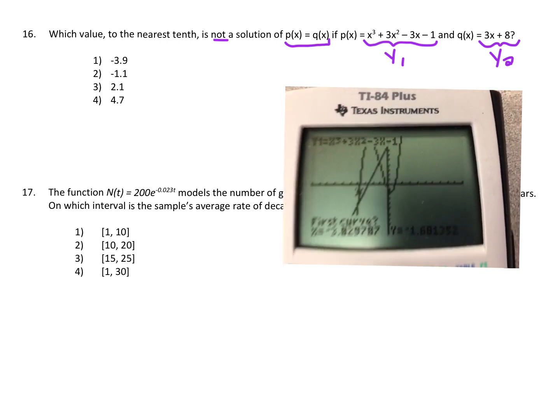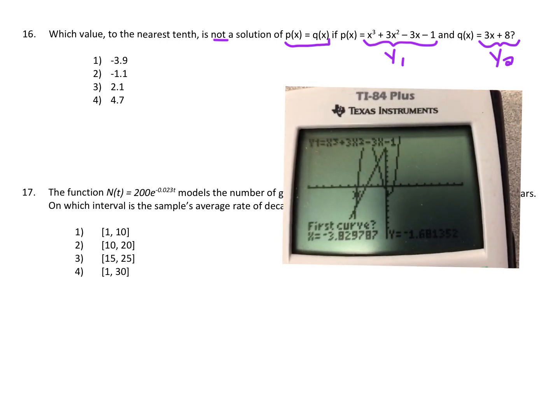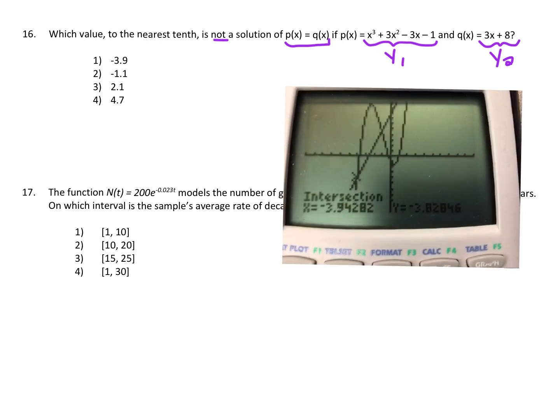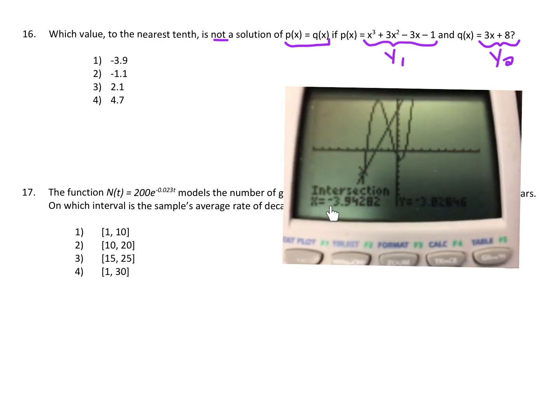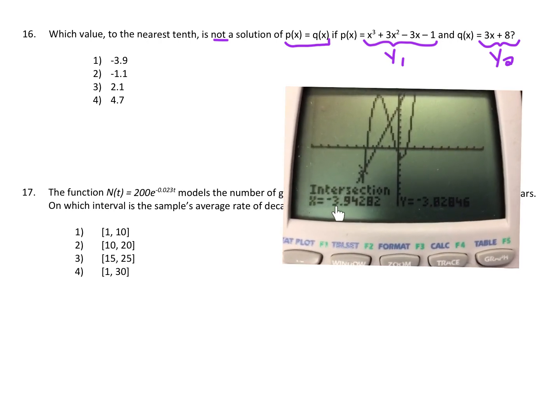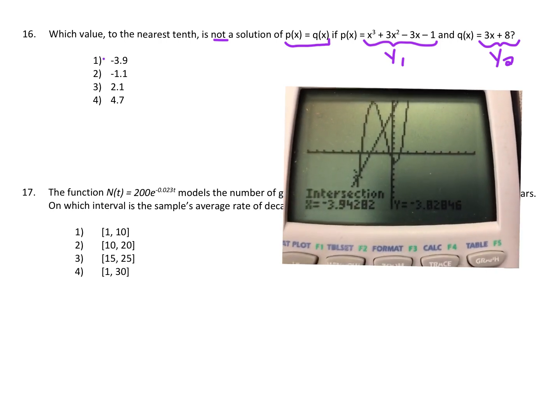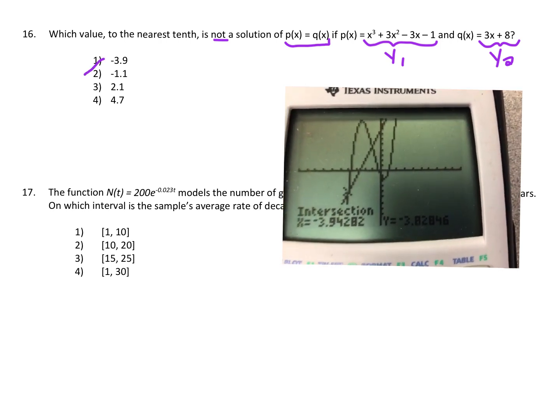Okay, there we go, close enough. And then I hit enter, enter, enter. And I can see that that occurs right here at about negative 3.9. So choice 1 is not our answer. We can cross that one off. We want to know which is not a solution.